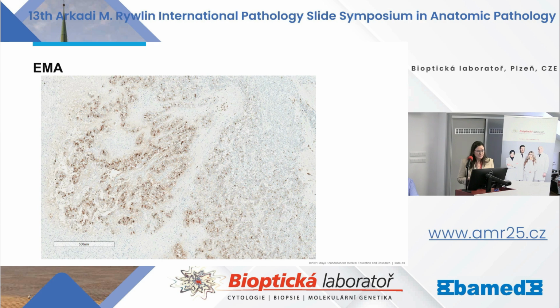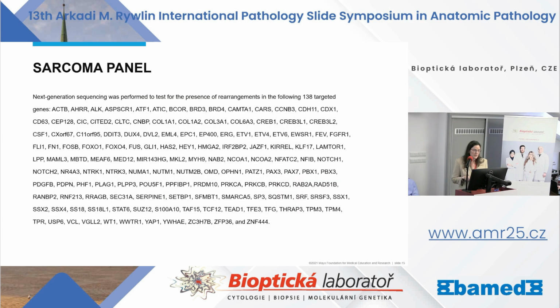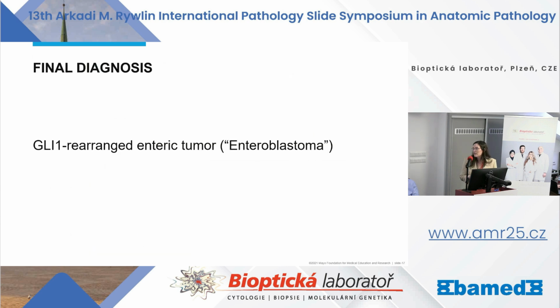EMA was pretty similar, again pretty patchy, weak staining. And then CD56 was strongly positive, but again, we know this is a relatively non-specific marker. So at this point, I was scratching my head and decided to submit it for our sarcoma panel, which is a panel that covers the genes listed here. And what we got back was an ACTB-GLI1 fusion. And so the final diagnosis was a GLI1-rearranged enteric tumor, which has also been referred to as enteroblastoma.